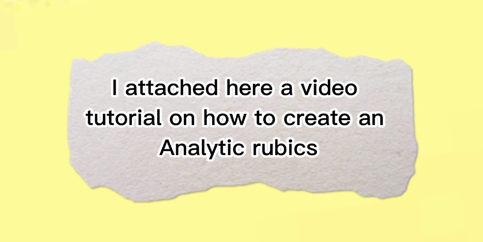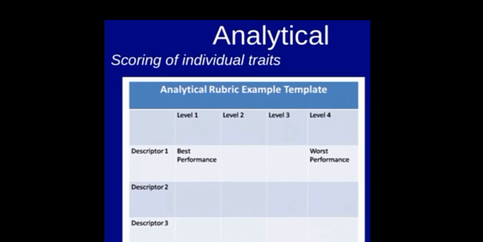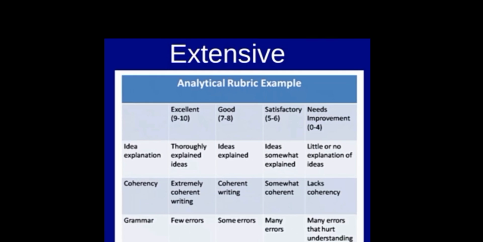I attach here a video tutorial on how to create an analytic rubric. This is the analytical rubric. It is a rubric that scores on individual traits. So you can see here that I have my descriptors off to the side, but now for each descriptor, there are several levels of how the student is doing, from best performance to worst. Whether it's left to right or right to left doesn't really matter. That's not the point. The point is that you have traits and then you have descriptions of competence to incompetence for achievement on that particular trait. So let's take a look at an example.